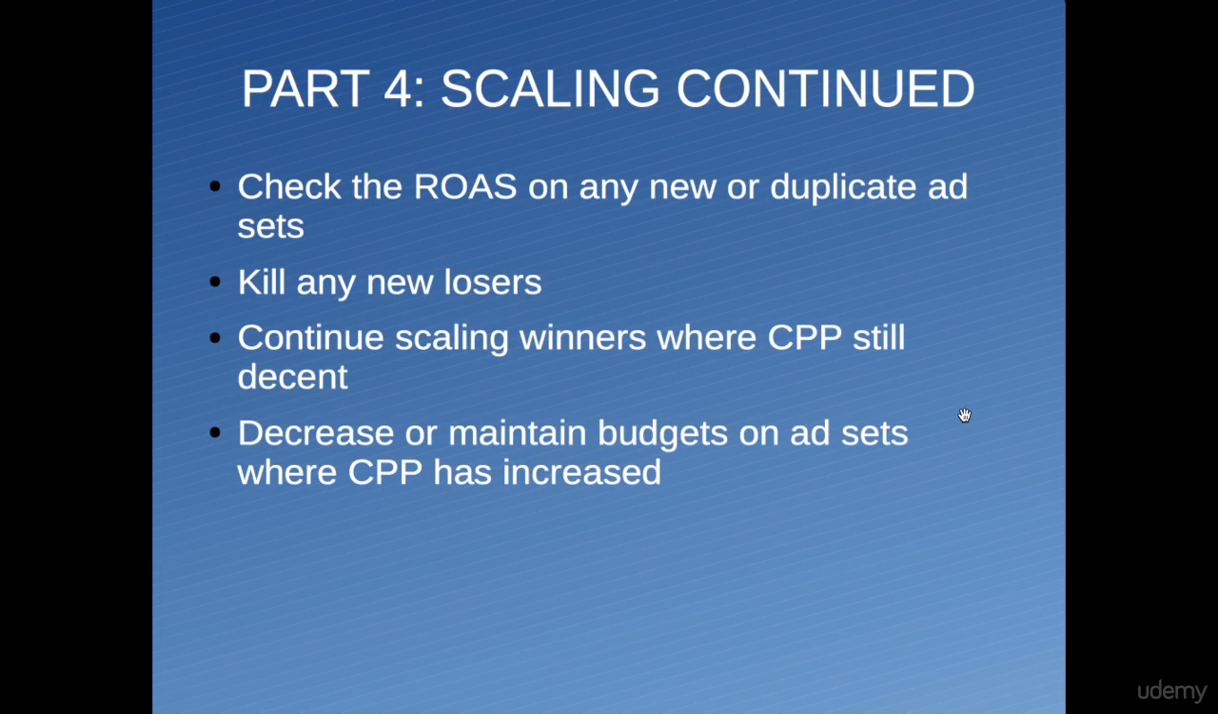We will continue scaling winners, where we've still got a good cost per purchase and are still in profit. And we'll either decrease or maintain budgets on ad sets where we've increased the budget to scale it, but where CPP has increased too. Basically, this will just be removing anything that isn't profitable, continuing building up what is profitable, continuing removing anything that isn't working very well, and optimizing our budget to what is working best, and we should hopefully be profitable by this point.